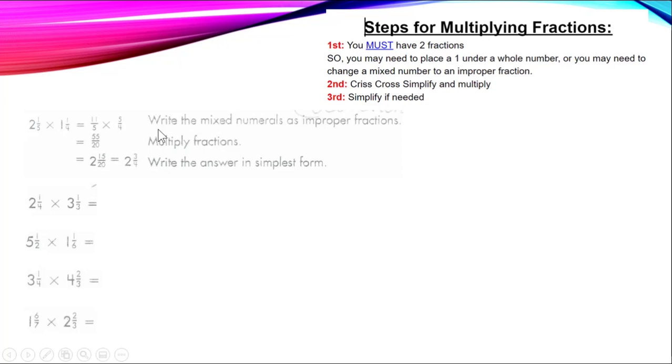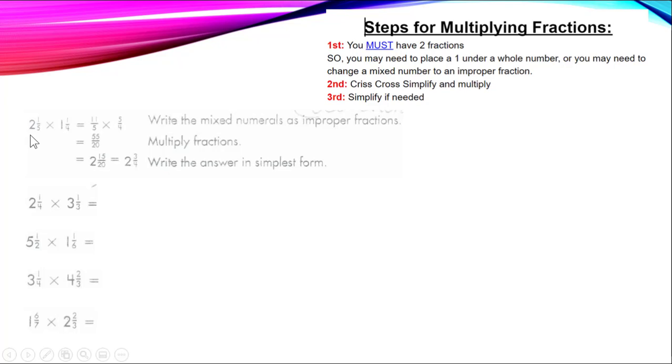We have to write the mixed number as an improper fraction so that we will have two fractions, and then we will multiply the fractions, and they're going to write the answer in simplest form. So if it's improper, they have to change it to a mixed number. So on this example, they have two mixed numbers. They have to change those to improper fractions.